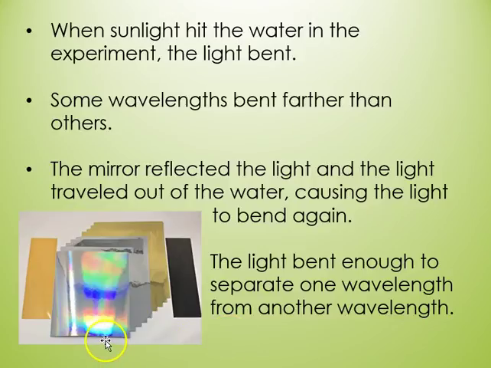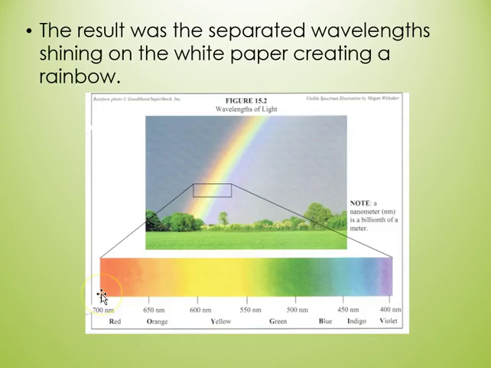In this picture, you can see the separation of the wavelengths by the separation of the colors. The result was a separated wavelength shining on the white paper, creating this rainbow. So here we have a picture of a rainbow, and you can see the visible light spectrum right here, with red on one side and violet on the other side.